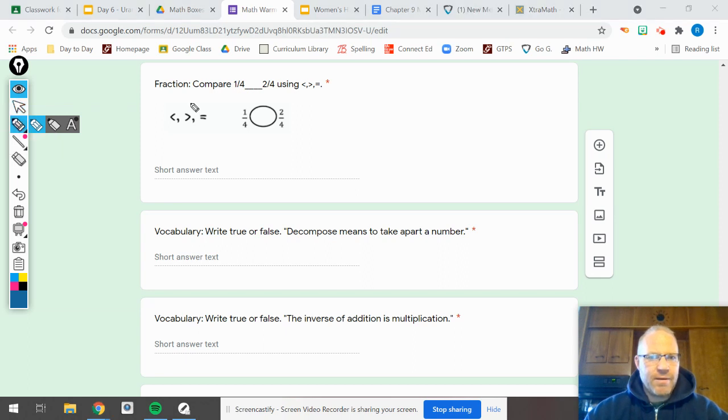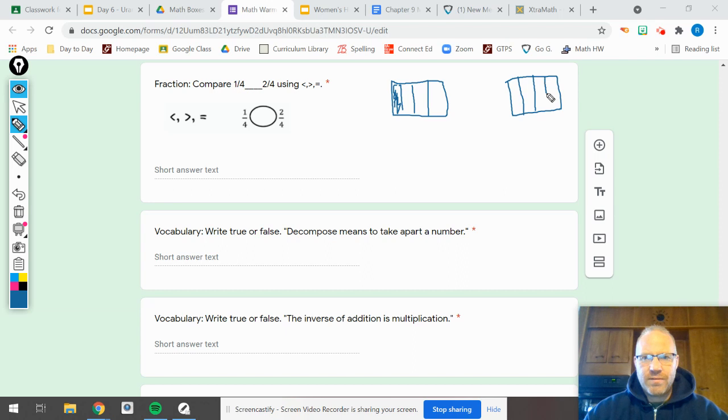So fractions: compare 1/4 to 2/4. When we look at 1/4, we're looking at 1 out of 4 is filled in, compared to 2 out of 4 is filled in. Well, 2/4 we could see is 2 filled in, and all the pieces are the same size in both fractions. So 1/4, and this is fourths as well. So this one's 2/4. That means that this one is greater than.